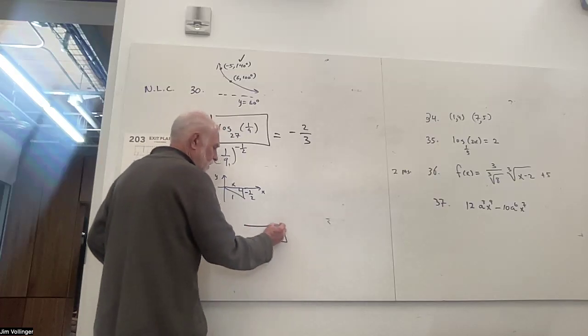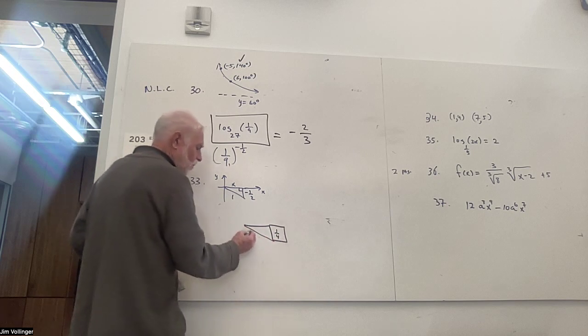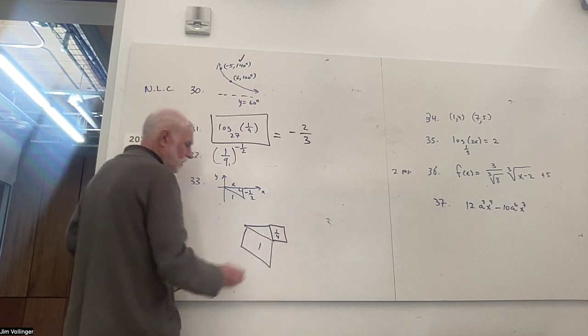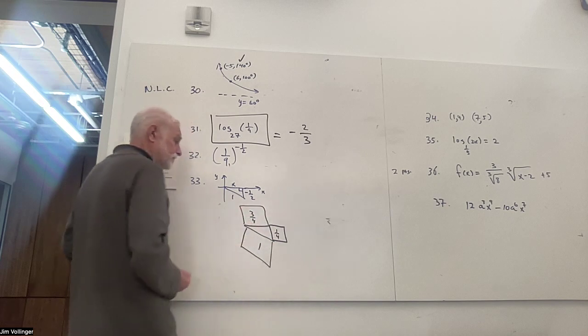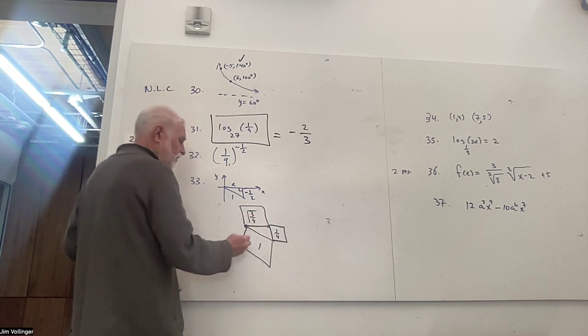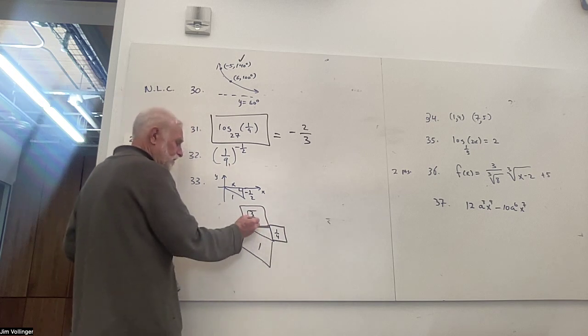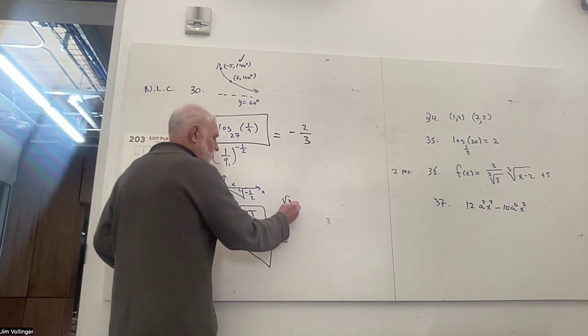Well, I think -1/2 squared is 1/4. And I think 1 squared is 1. I think I need 3/4. I think that's my distance, the square root of 3/4, that distance. 3/4 is the area, square root is that distance. And the square root of 3/4 is √3/2.